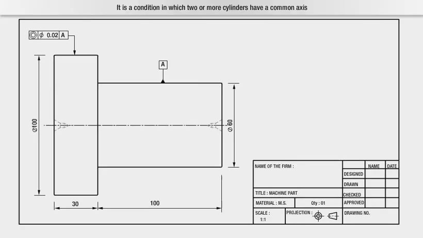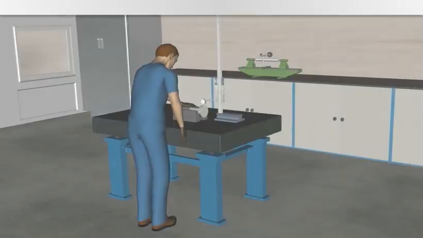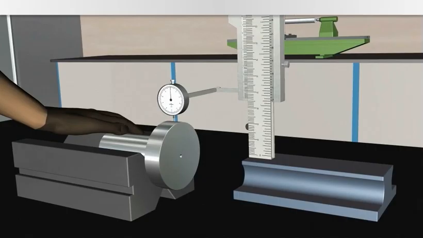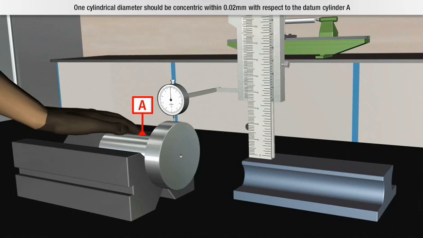Concentricity. It is a condition in which 2 or more cylinders have a common axis. Now, refer drawing to read concentricity. Concentricity is represented by this symbol. As per drawing, concentricity tolerance limit is 0.02 mm. Here, one cylindrical diameter should be concentric, within 0.02 mm, with respect to the datum cylinder, A.